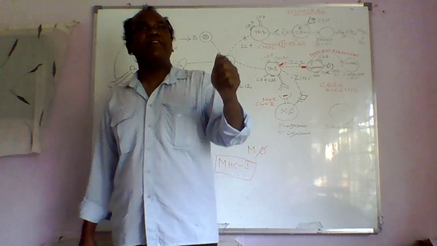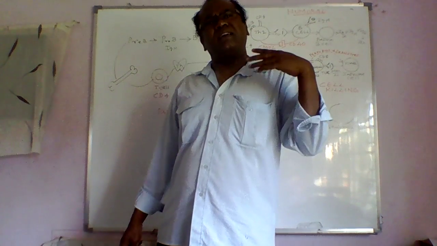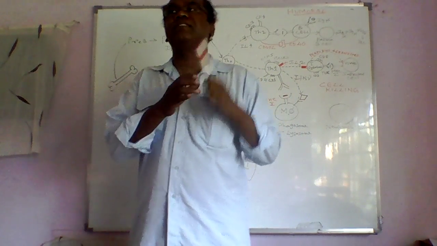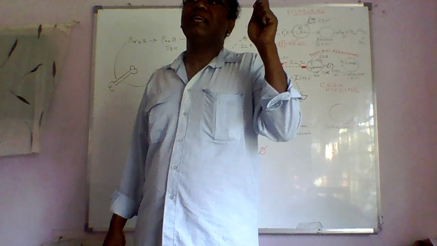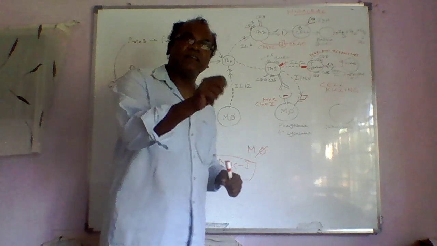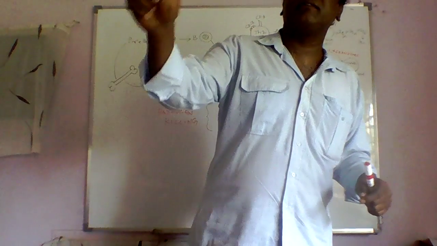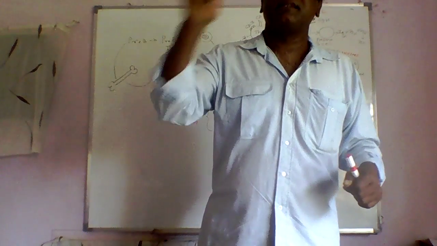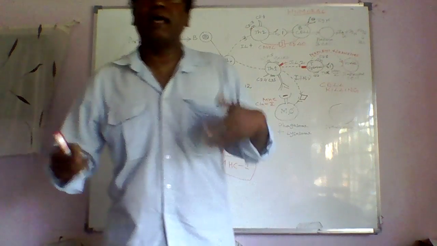So in short, every cell in your body, whether it is infected or not infected, must have this ID card, which is called an MHC class 1. So when the inspector comes to check your driving license or whatever, if you do not have the driving license, which means they impound you and take necessary action. So sort of like an immune response.